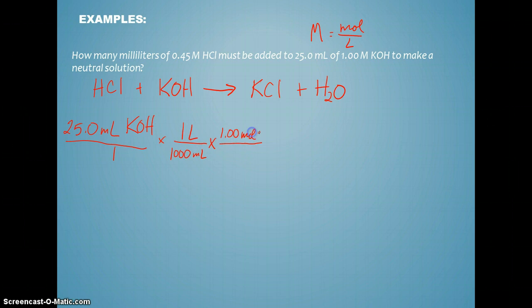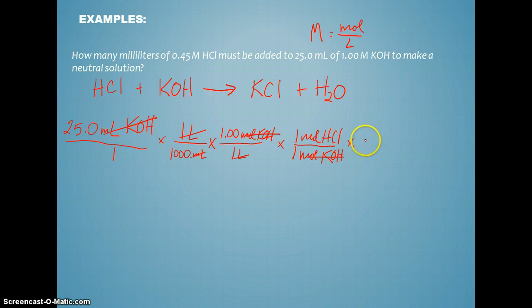1.00 moles of KOH per liter. So now our milliliters have canceled, liters canceled, and we have moles of KOH. This is where we go to the mole ratio. And we said from our balanced equation, 1 mole of HCl is equal to 1 mole of KOH. Okay, mole ratio from the balanced equation. So we cancel those. Now, there are two things you could do here.